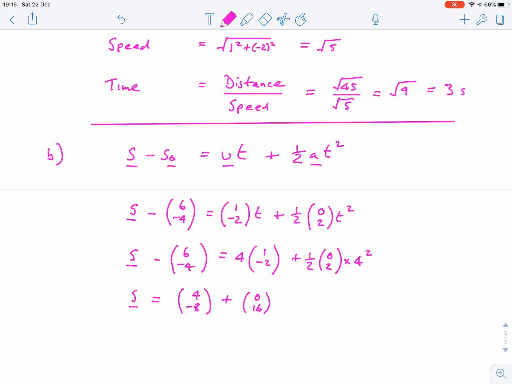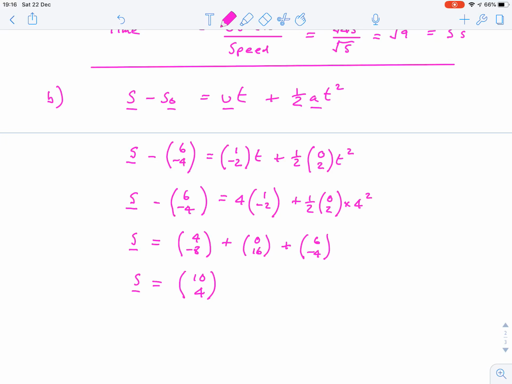And it finally remains to take the (6, minus 4) to the other side, and it becomes plus (6, minus 4). So s is equal to, looking along the top line, we've got 4 plus 0 plus 6, which is 10. And the bottom line, we've got minus 8 plus 16, which is 8. And 8 minus 4 is 4. That would get full marks if I measured that in meters, but I would tend to give it in the form that they give the question, which would be 10i plus 4j meters.